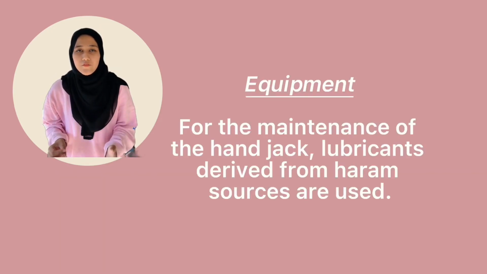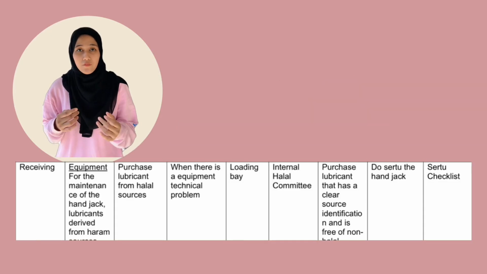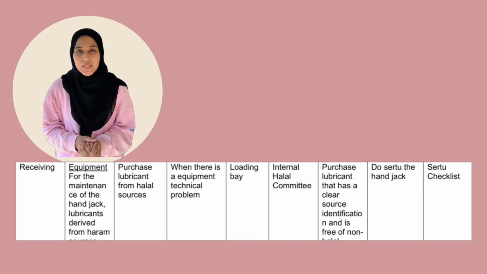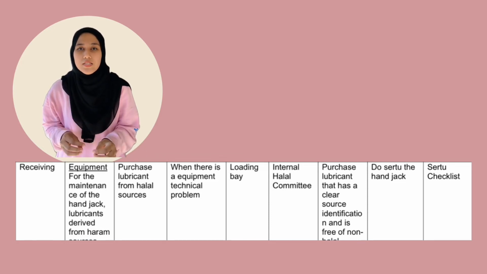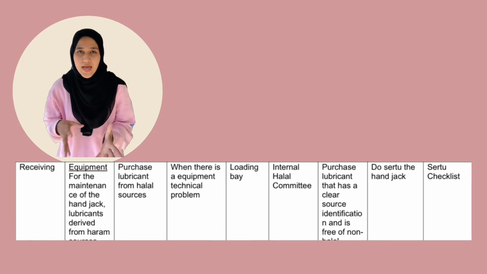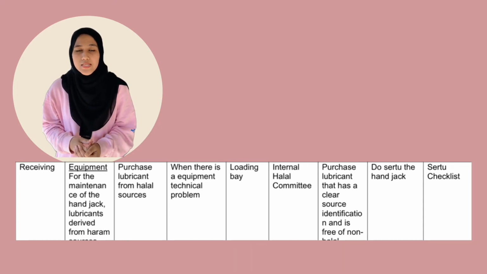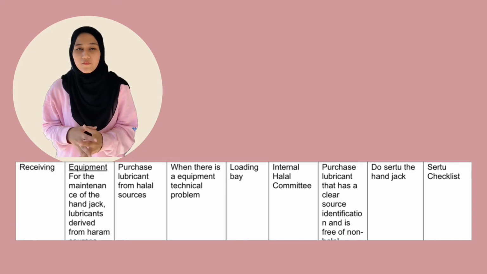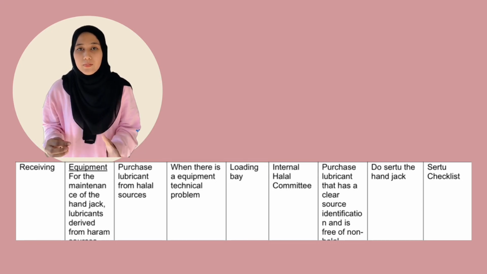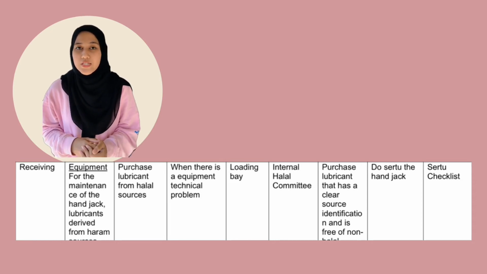The third part is halal threats from equipment. Lubricant derived from non-halal sources is used to maintain the hand jack. To avoid this, the internal halal committee should purchase lubricant from halal sources to use when there is a technical problem with equipment at the loading bay. We corrected the situation by purchasing lubricant with a clear source identification and free of non-halal ingredients, and we must certify the hand jack and include it in the certification checklist.